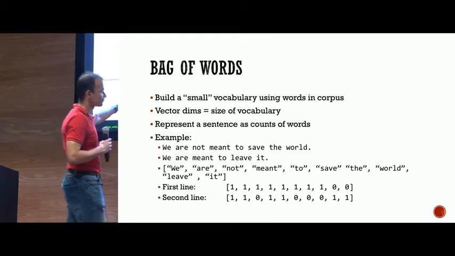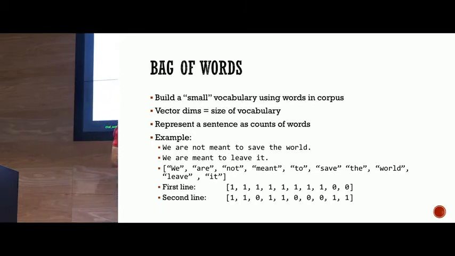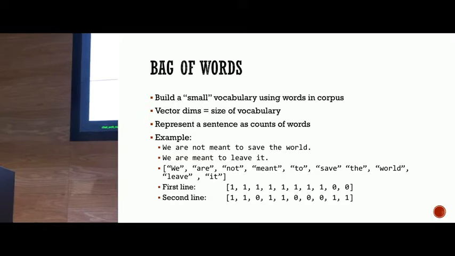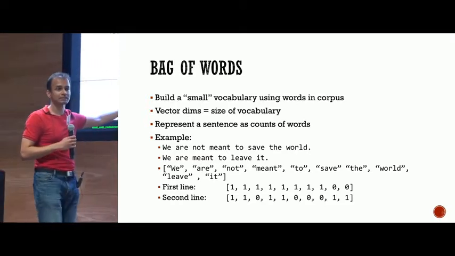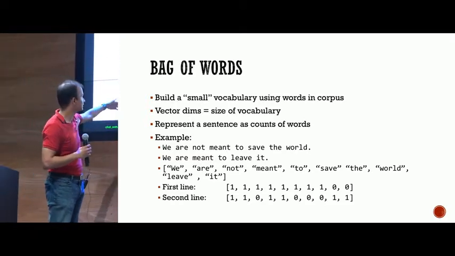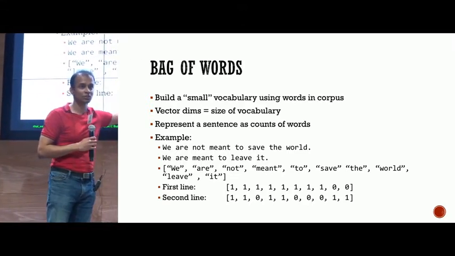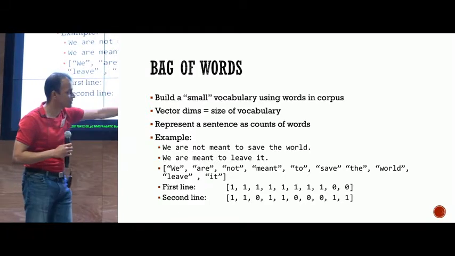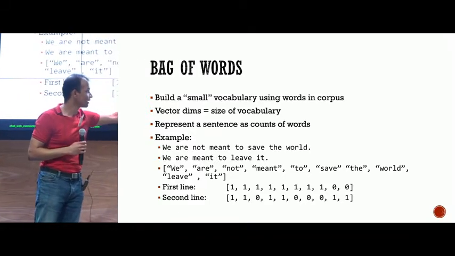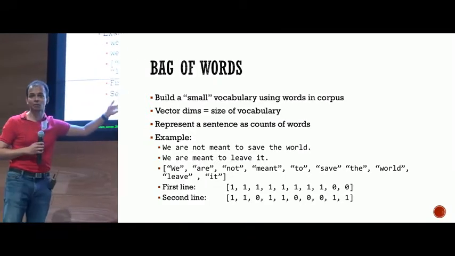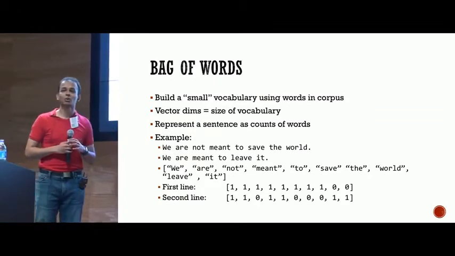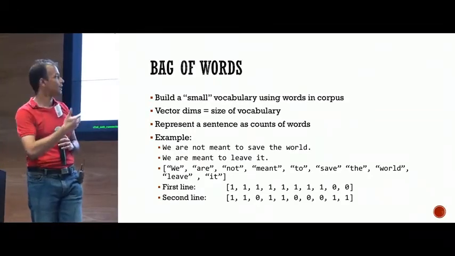When we represent the first document, we would represent it as all ones except the last two words, which are leave and it. There is no count of these in the first sentence. The second sentence would be 1, 1, 0, 1, 1, and the rest 3 zeros and 1, 1, because we have leave it occurring in the last two, and the rest, not meant to save the world, is not present. So this is how we would represent these two sentences.